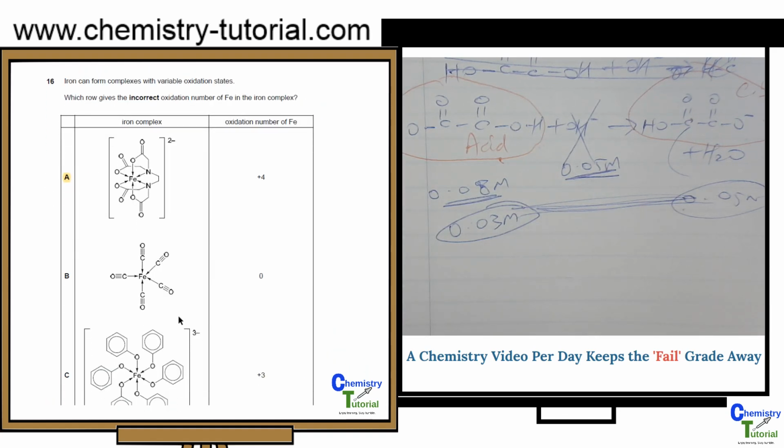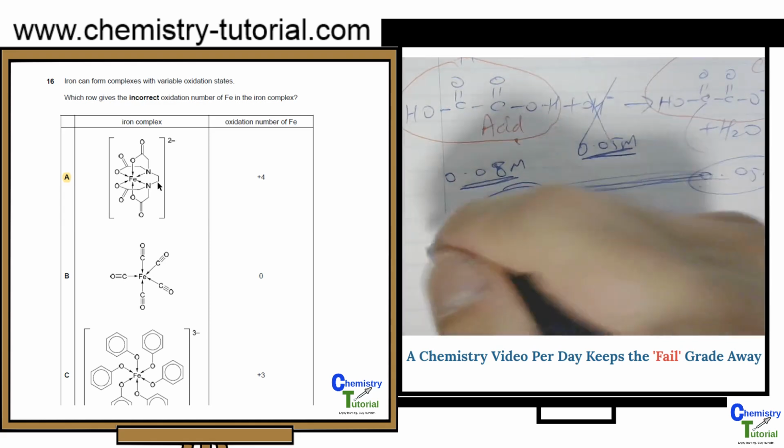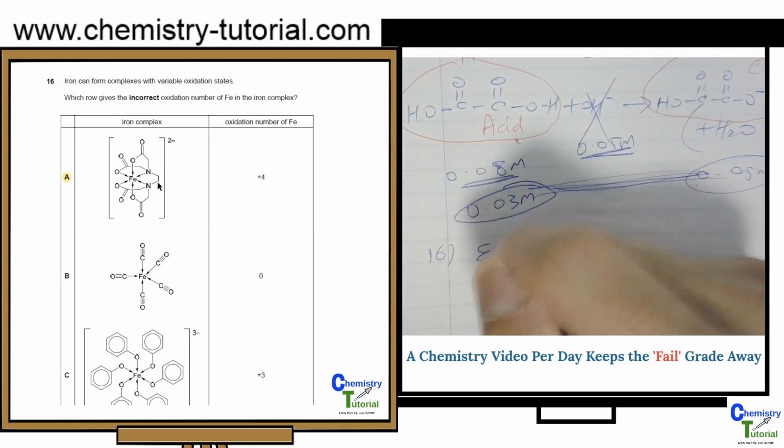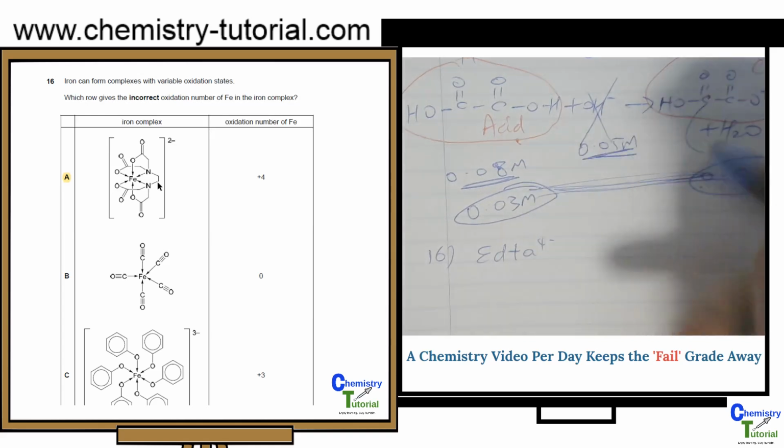Iron can form complexes with variable oxidation state. Which row gives the correct oxidation number of Fe in the iron complex? Now what you have over here is a hexadentate ligand. In fact, this is EDTA. But EDTA has a charge of 4 minus. Where did the 4 minus come from?